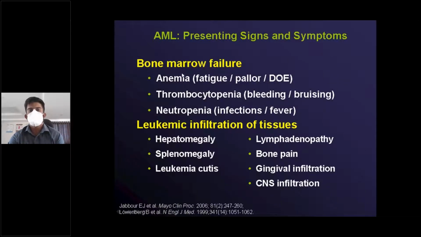AML presenting signs and symptoms are bone marrow failure: anemia causing fatigue and pallor, thrombocytopenia causing bleeding and bruising, and neutropenia causing infection and fever. Leukemic infiltration of tissues can cause hepatomegaly, lymphadenopathy, splenomegaly, and bone pain. Leukemia cutis, that is infiltration of the skin, gingival infiltration, and CNS infiltration. CNS infiltration is a fatal complication of AML, so this needs to be treated with excess drugs.